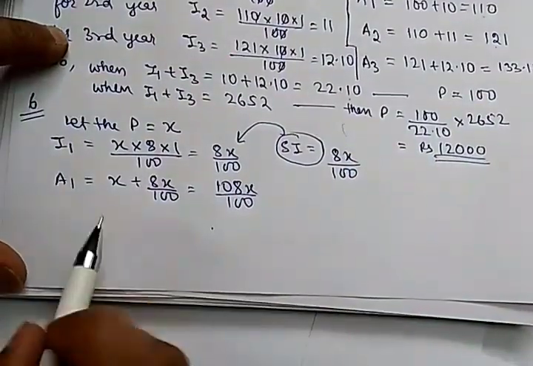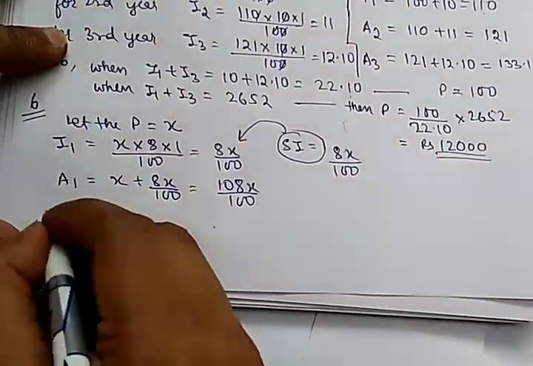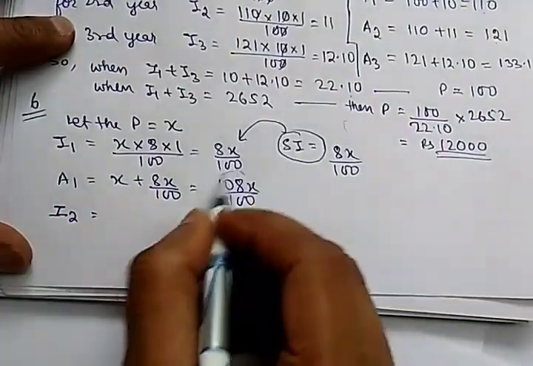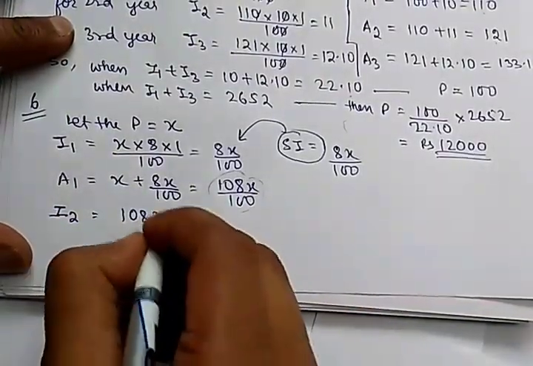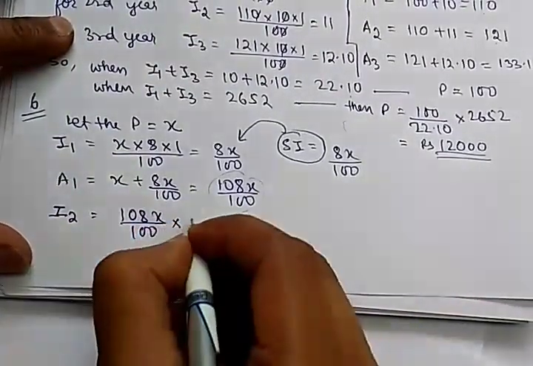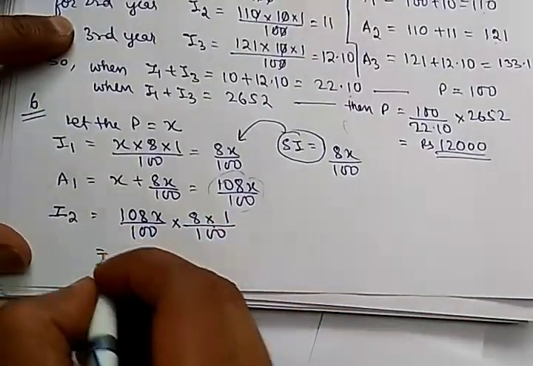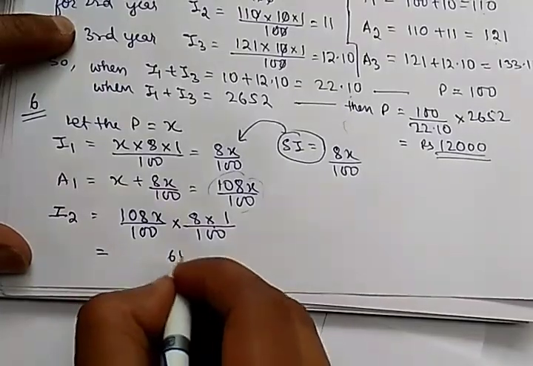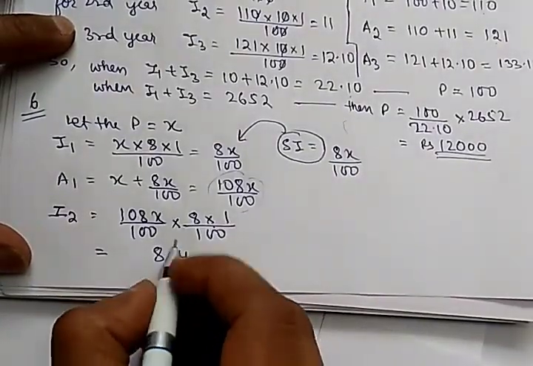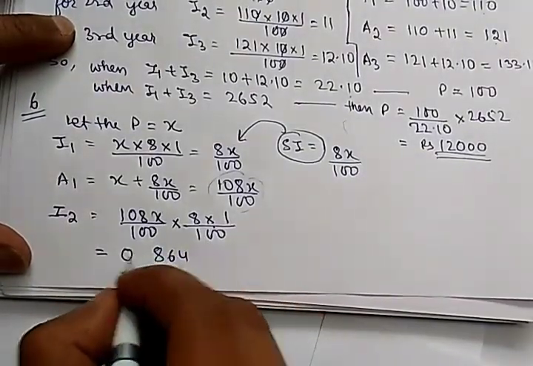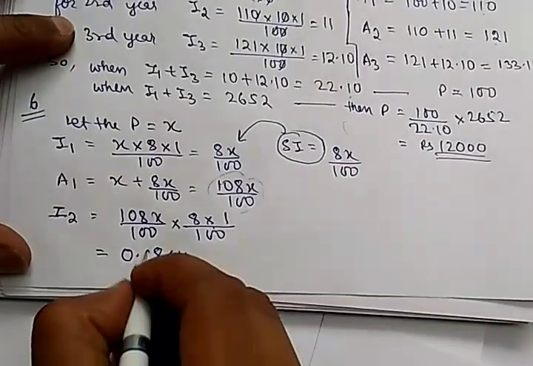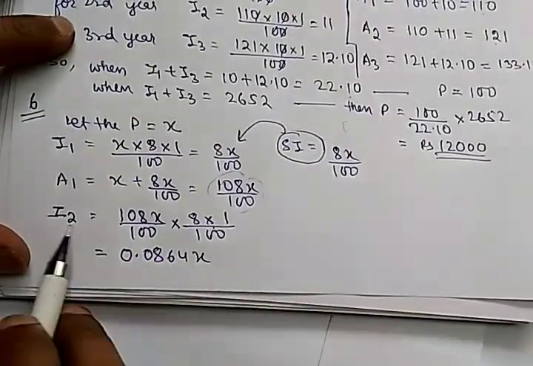Now the interest for the second year. This will become the principal. So 108x by 100 into r, r is 8, into t by 100. So this is coming 8 times 8 is 64. 0.0864x. This will be the interest for the second year.